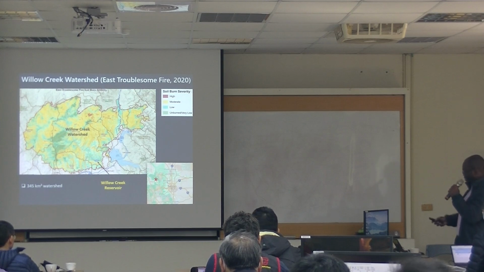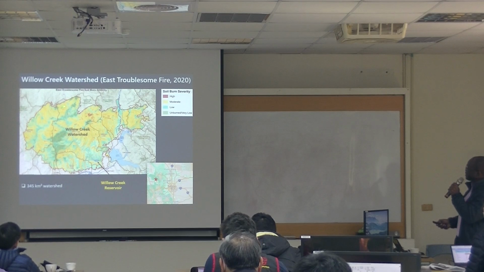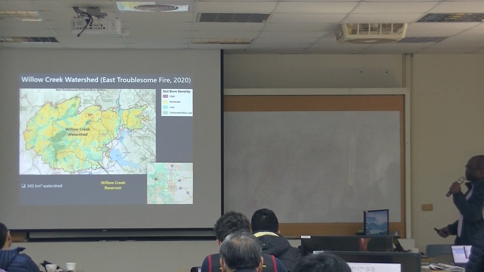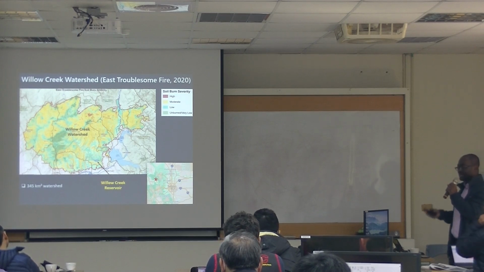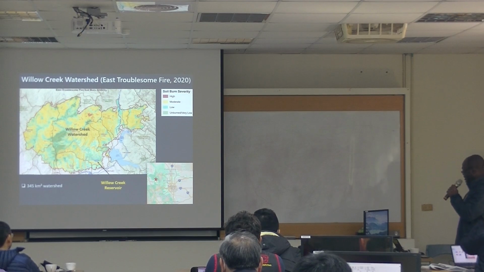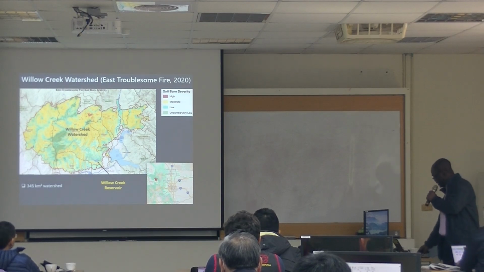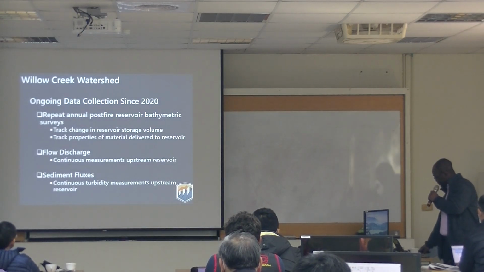And so we've got the two watersheds that we're looking at. We're looking at Willow Creek and we're looking at the Northern California one. So we can compare, they have different intensities, so we can also compare what happens with different burn intensities. Okay, I talked about that.